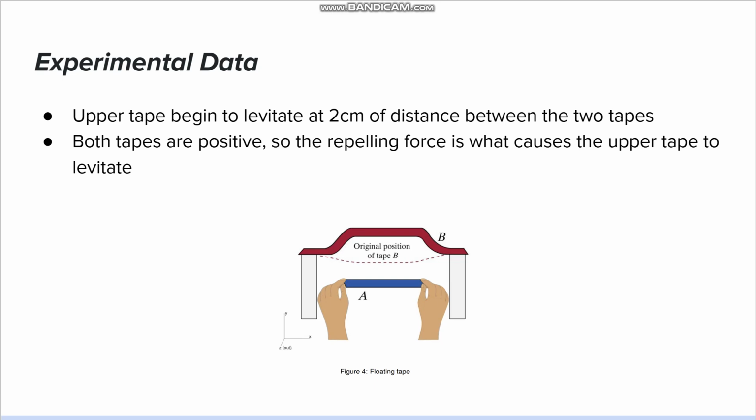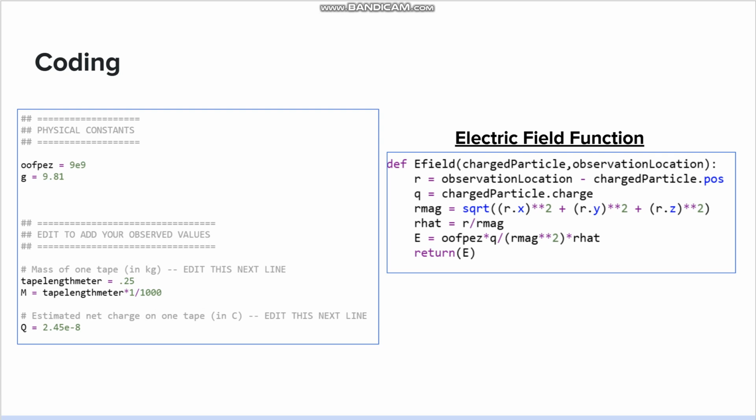The experimental data. The experimental data used in this lab was that the upper tape began to levitate at 2 centimeters of distance, and that both tapes are positive, so the repelling force is what causes the upper tape to levitate. Here is my coding for this lab.